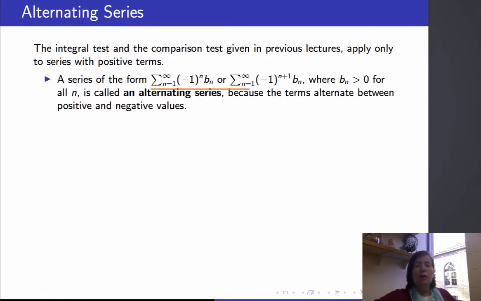and the ones we're going to look at are going to look like the sum from 1 to infinity of (-1)^n times bn, where bn is positive, or (-1)^(n+1) times bn, where bn is positive.